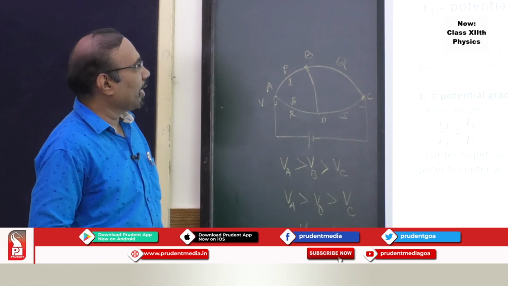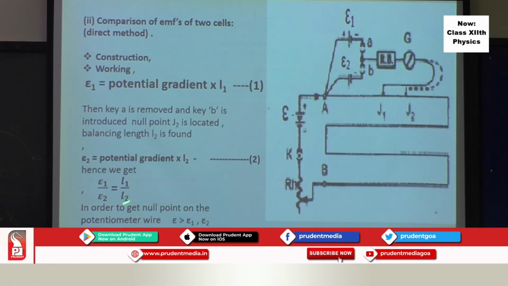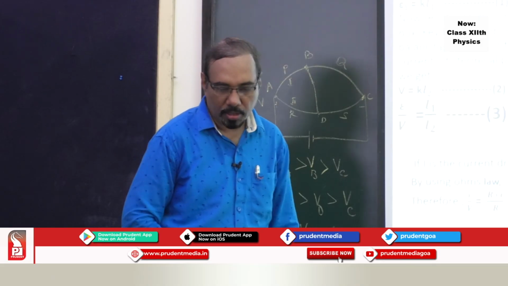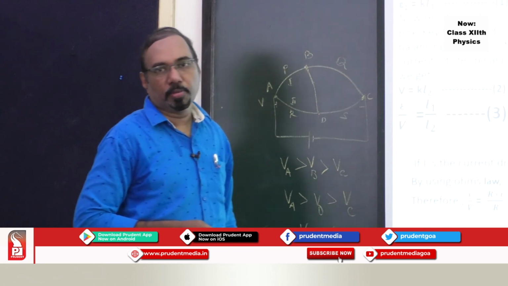Then find the balancing length L2, and you can easily use a formula that gives E1 upon E2 equal to L1 upon L2. The only condition is that the EMF of the driving cell, this driving battery, should be greater than the EMF of those two cells. Next is how to find the internal resistance of the cell.